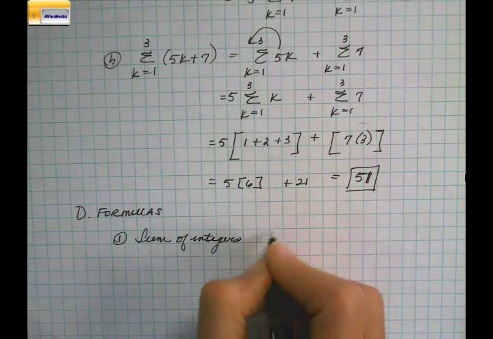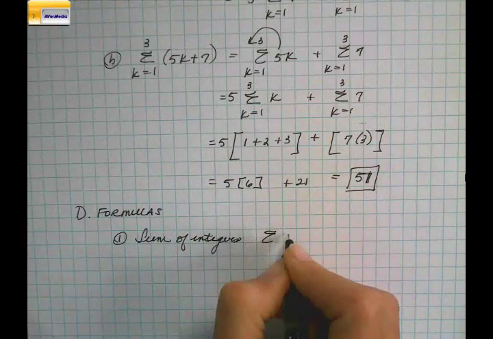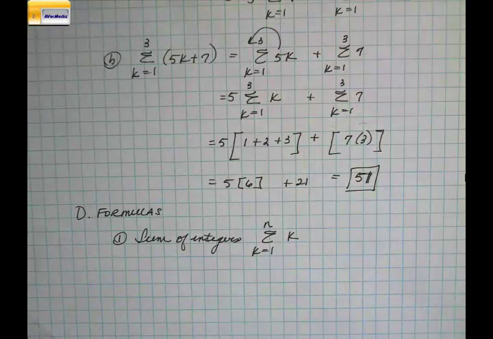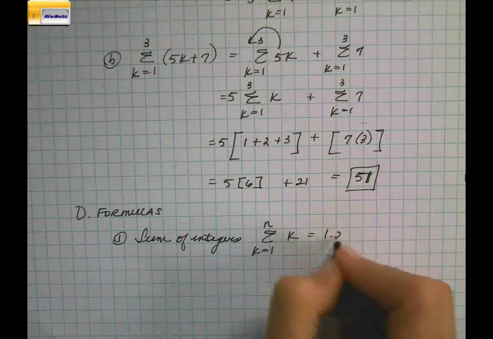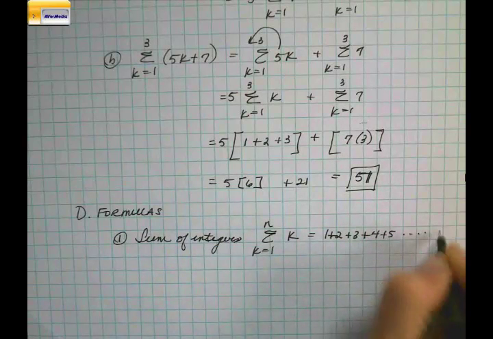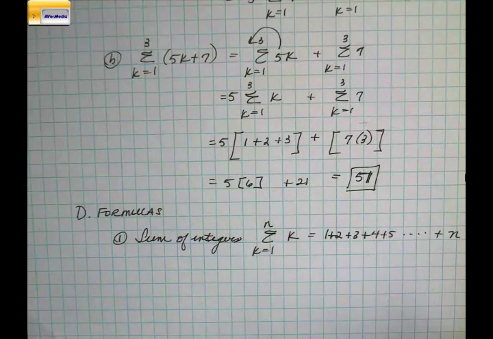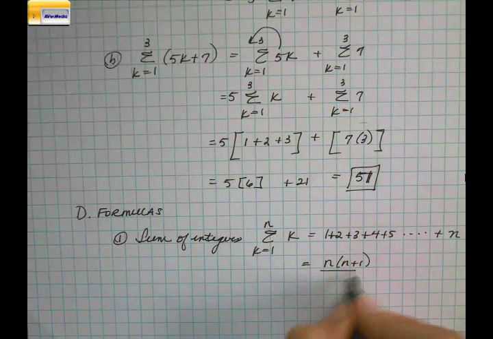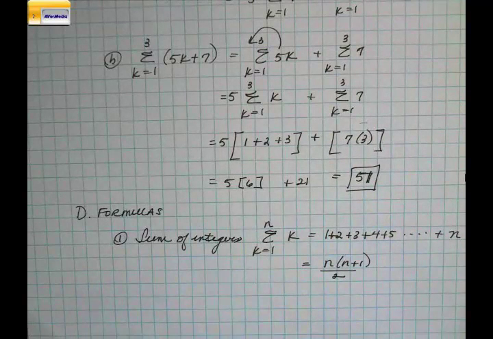If you want to take the sum of integers, suppose you want to take the sum of k as k equals 1 to n. So this is 1 plus 2 plus 3 plus 4 plus 5 plus 6 plus 7, as many times as you want to add your integers. This is the sum of integers, which equals 1 plus 2 plus 3 plus 4 plus 5, etc., until you get to plus n on the end. But there is a formula that evaluates this for you, so you don't have to list out the numbers, which is simply n times n plus 1 over 2.